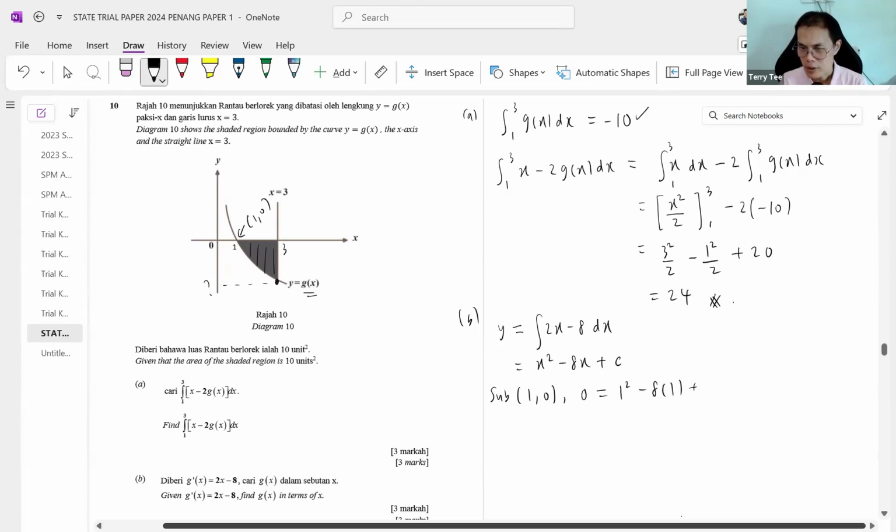Okay. So what's your c here? This is negative 7. Bring over, c is just 7. So the equation of the curve y is x squared minus 8x plus 7. Okay. If you want, you can rewrite this as gx because they say gx in terms of x. So maybe I should rewrite because your y is gx. Yeah, your y is this. Therefore, gx is x squared minus 8x plus 7.